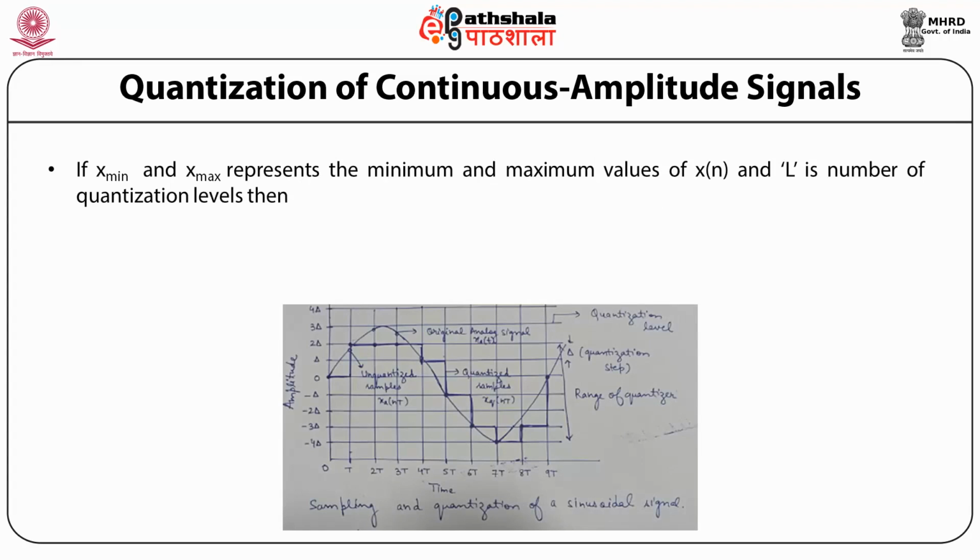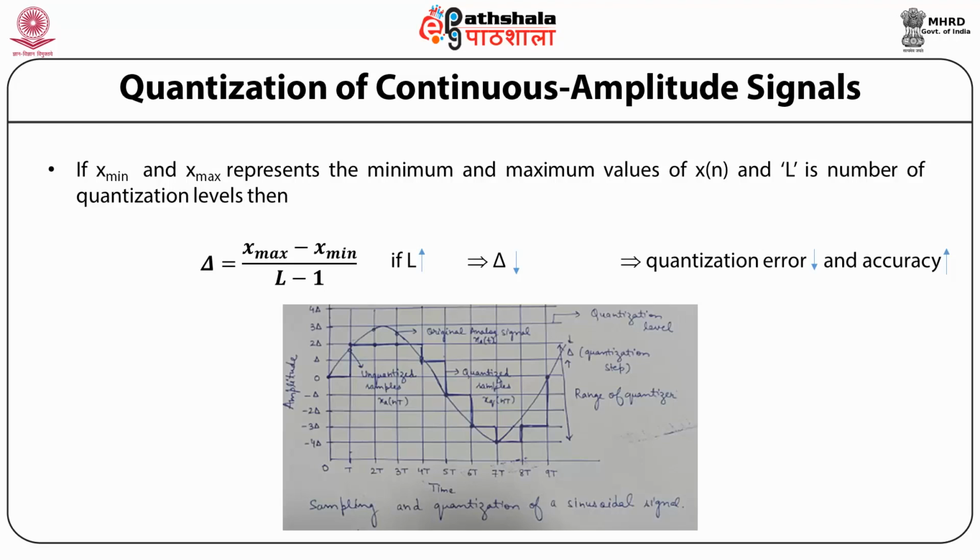If xmin and xmax represent the minimum and maximum values of x(n), and L is the number of quantization levels, then delta = (xmax - xmin)/(L - 1). So if L increases, delta decreases, which implies quantization error decreases and accuracy increases.